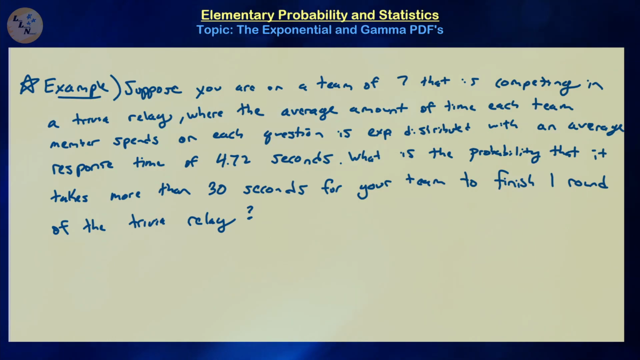So let us suppose you are on a team of 7 people that is competing in a trivia relay, where the average amount of time each team member spends on each question is exponentially distributed with an average response time of 4.72 seconds. So let's just assume a couple things here so that we can use the things we've been introduced to answer these questions, right?